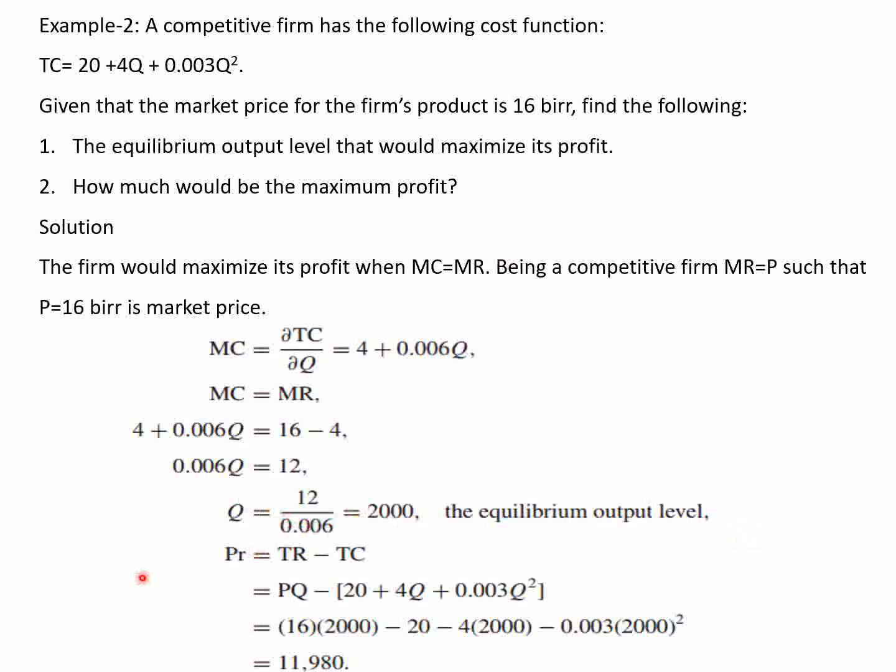Once we get the quantity, we can calculate the profit as total revenue minus total cost, and total revenue can be expressed as price times quantity. Price is already known, that is 16, whereas quantity is calculated, that is 2000. So 16 times 2000 is total revenue, minus the total cost function by replacing the quantity. The quantity is 2000, so we get 11,980 as the total profit.